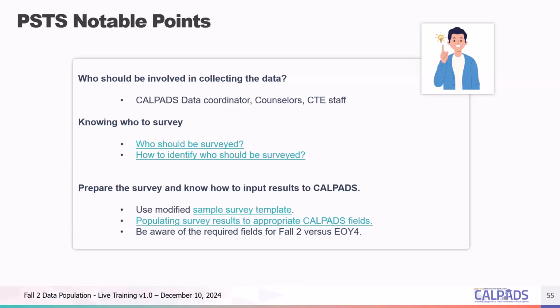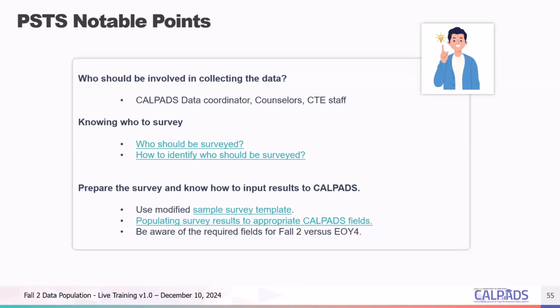This should include any student who was a CTE pathway completer at any time during high school in grades 9 through 12. LEAs are able to use the local student information system to identify these students or use CalPADS for this purpose. And the how to identify who should be surveyed link on this slide contains step-by-step instructions for using CalPADS to identify these students. We'll also cover this in more detail in a few slides. When preparing your survey, you can use the sample survey template that's linked to on screen. You should be aware of how to populate your survey results in PSTS records, which we'll cover shortly.